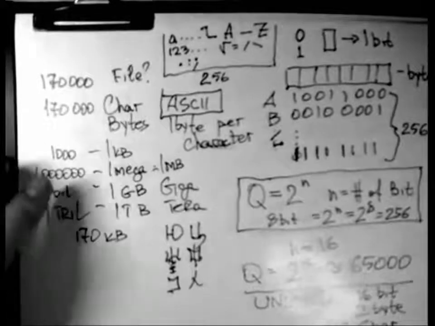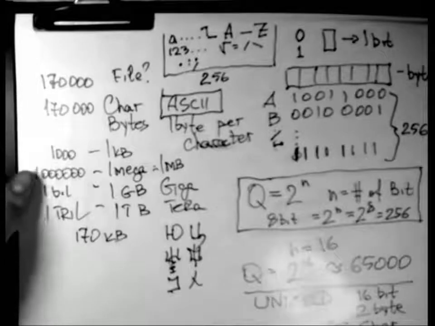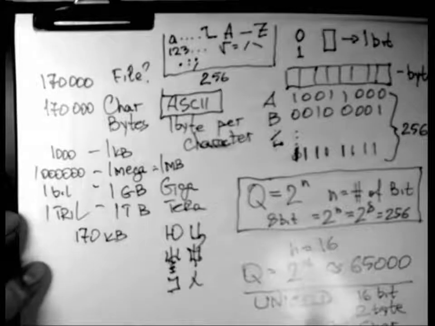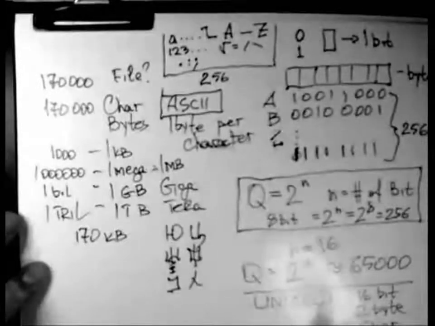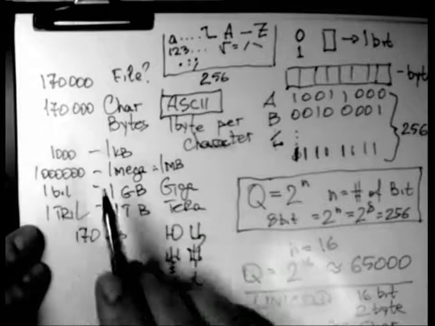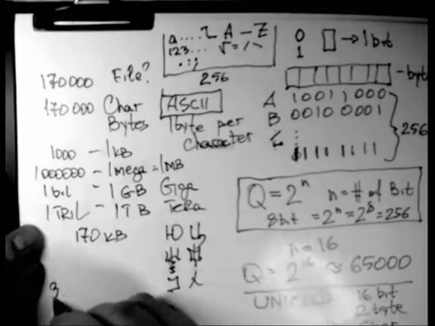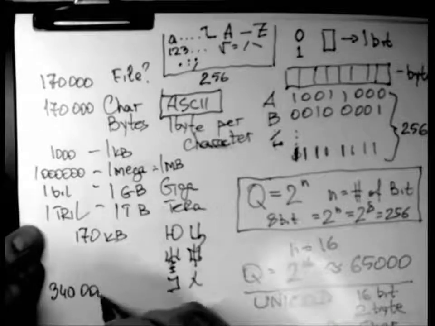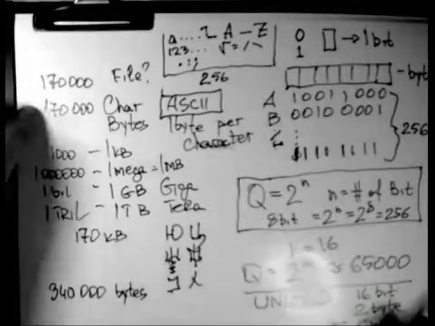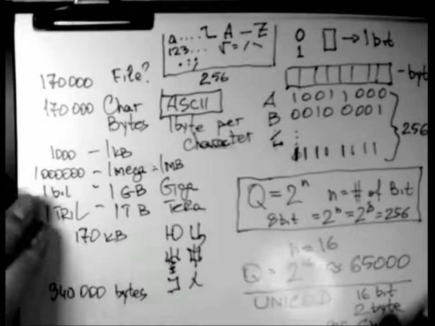Now question: if I have the same problem like this, 170,000 characters in a book, but the book is encoded in Unicode because this is a Chinese book, how many bytes will it take in the memory of the computer? If we say the same amount of characters, but 2 bytes per character, that will be 340,000 bytes. Why? Because it's doubled. Because every character will take 2 bytes for encoding.